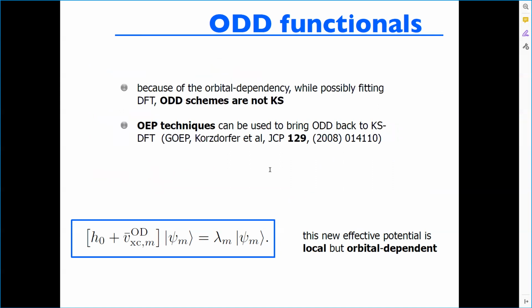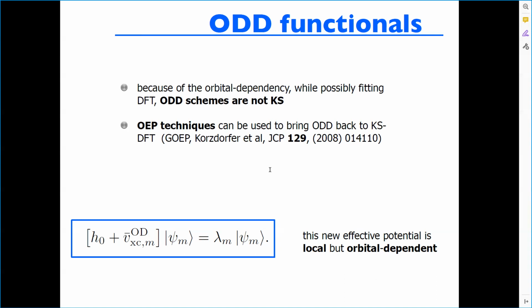And this was at first, in the context of the Perdew-Zunger case, also seen as a drawback of the method. In principle, that is what would take you out of the Kohn-Sham framework. It would still be seen as DFT, but not Kohn-Sham. And then Kümmel, Körzdörfer and co-workers developed OEP, optimized effective potential techniques, to bring that back into the Kohn-Sham framework.